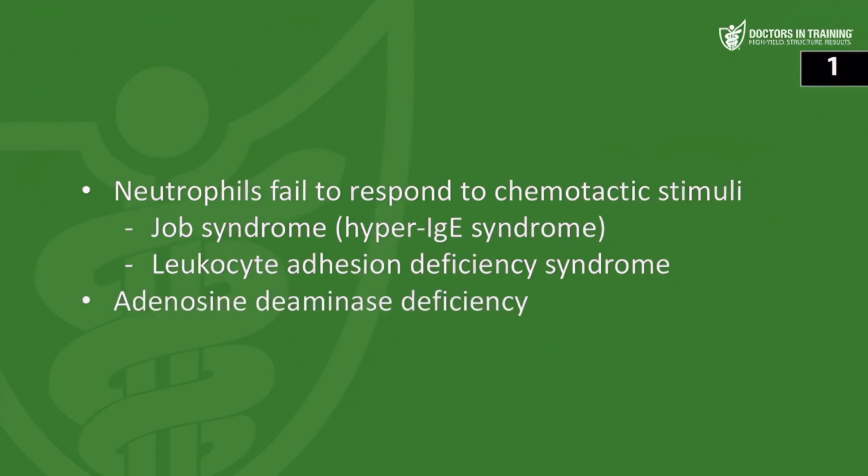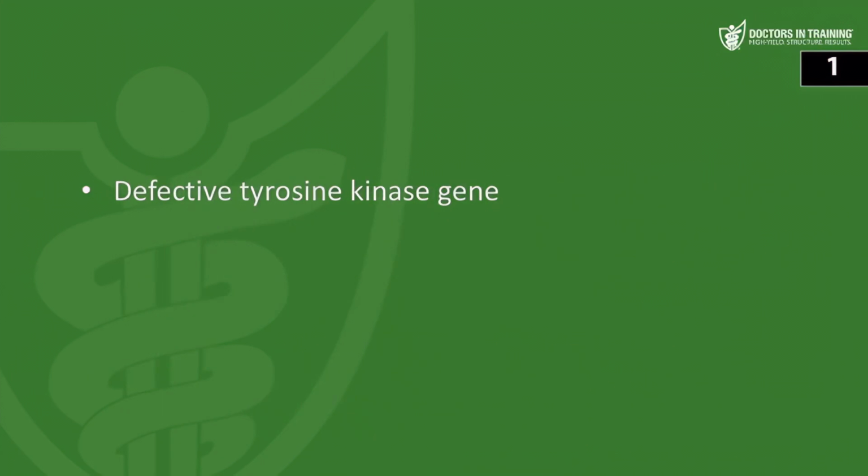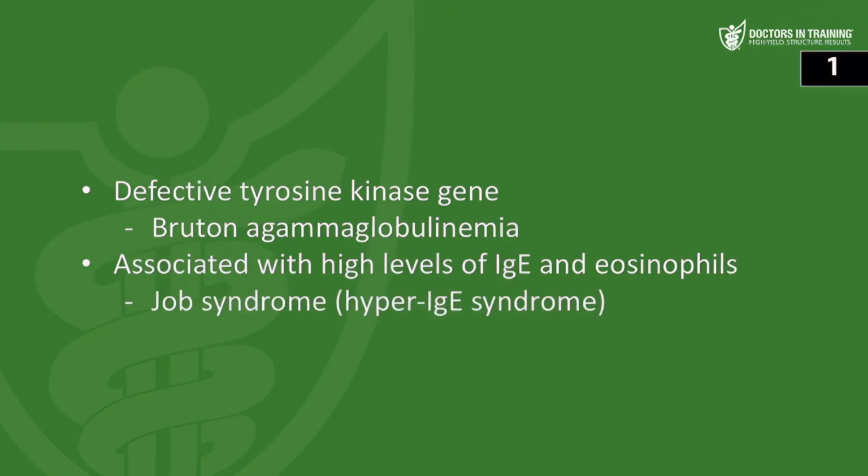Next, we have adenosine deaminase deficiency. So this is SCID, severe combined immunodeficiency. Failure of endodermal development. So this is seen with DiGeorge syndrome. Next, we have defective tyrosine kinase gene. So this is going to be the Bruton agammaglobulinemia. Associated with high levels of IgE and also high levels of eosinophils. So this is going to be hyperimmunoglobulin E syndrome again.